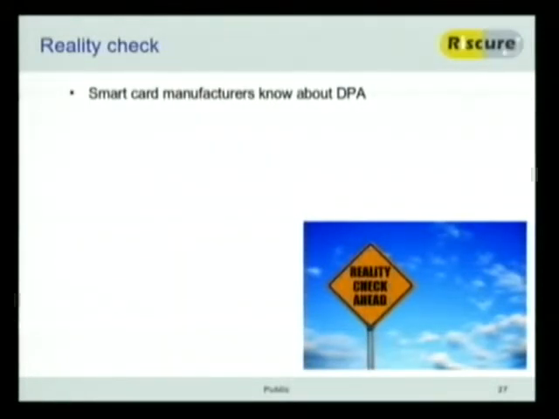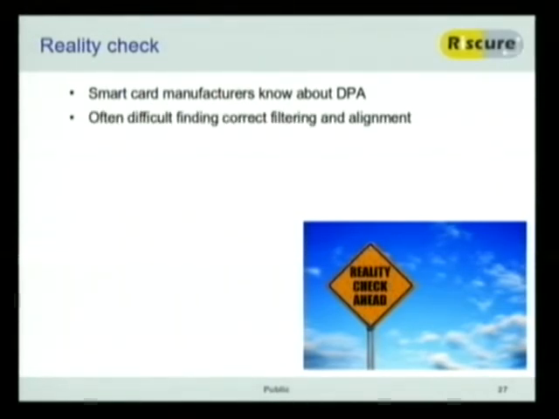Just a small reality check. Of course, smart card manufacturers know about DPA. So they implement all kinds of countermeasures. And for us, it's often difficult finding the correct kind of filtering and alignment. But in the end, it boils down to doing the same type of analysis. Your pre-processing may be a little bit more complicated.